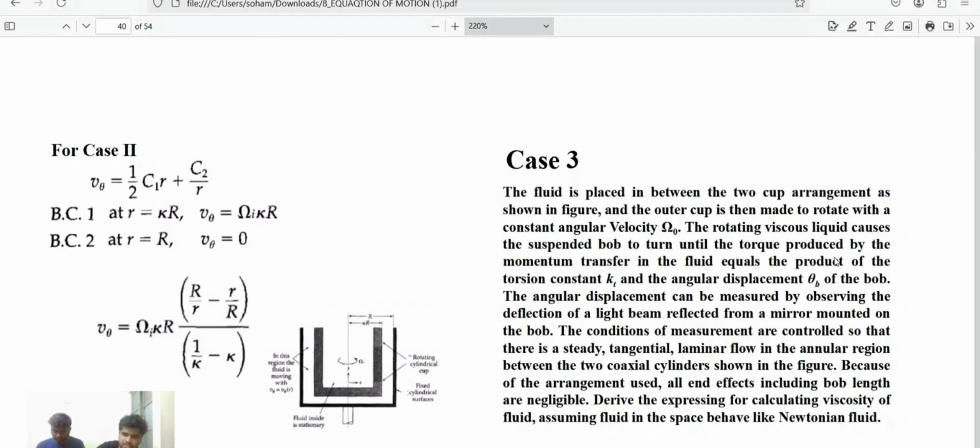Hello everyone, today we are going to discuss case number 3 of equation of motion. In this, we are going to explain this complex engineering problem in simple terms. So let's start with what the problem is.